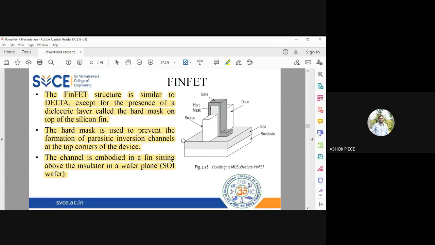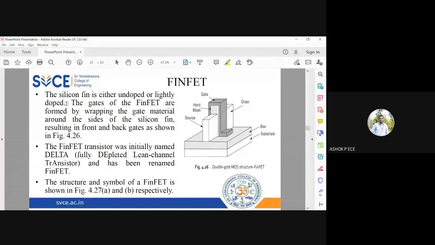Usually the source and drain will be covering the entire length and width of your device. But here you can see the source and drain are separately protruding outside the device. It looks like a leg or fin, right? So that is the reason why it is called a FinFET. And you can see a channel is between source and drain, so it is available inside the fin. The channel is sitting pretty much on a silicon on insulator wafer.